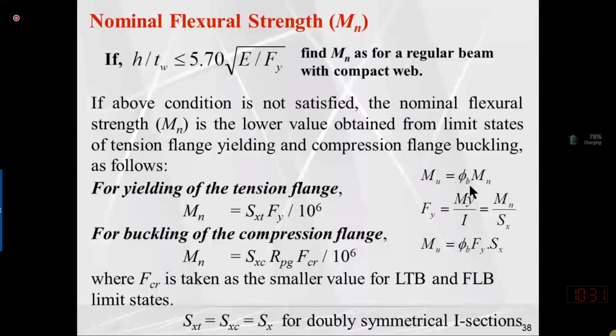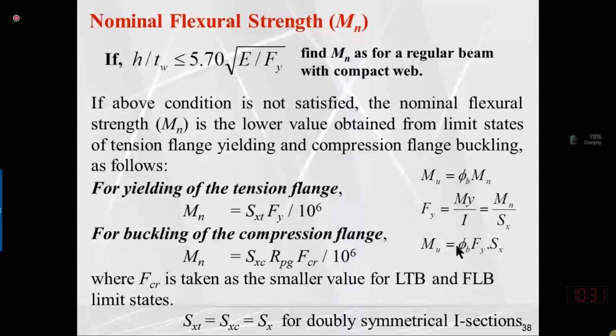Mu is equal to phi b Mn. So we can say that this bending stress is My. So sigma y, we are representing as Fy, is equal to My over I, or I over y is equal to section modulus. So Mu will be equal to phi b Mn, which will be equal to phi b into Fy into Sx. So the nominal moment carrying capacity is equal to Fy into the elastic section modulus about the x-axis, multiplied by its phi b value. So we are exactly having this formula.